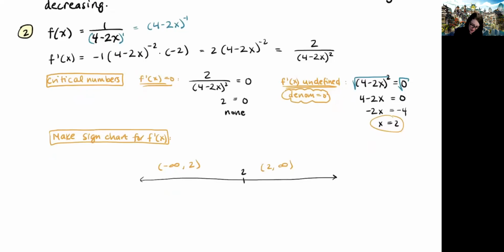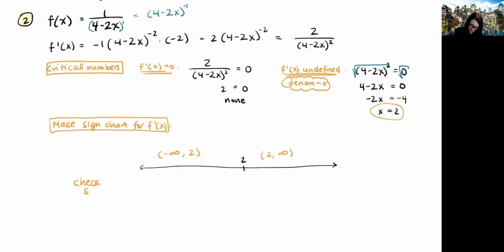Okay, so now we want to get to testing some values. So we want to check the sign of f prime on each interval. So that's what's going on over here. Okay, so we want to pick some test values. So how about a number that is less than 2? You could pick 1. I love plugging 0 into stuff, so I'm just going to pick 0. You could pick whatever number though you'd like, -1, -2, any number at all, as long as it's less than 2.